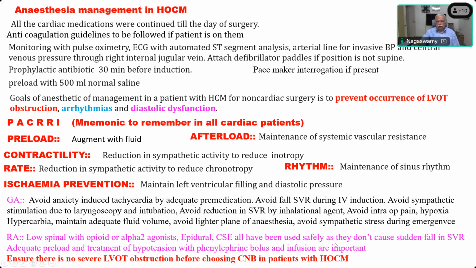And whatever central neuraxial blockade you do, try to avoid a sudden fall in SVR, give adequate preload, and treat hypotension with phenylephrine as the drug of choice, not ephedrine as you usually do. It can be given as a bolus as well as an infusion to maintain the blood pressure without causing a drop in SVR. Ensure there is no severe LVOT obstruction before using CNB in patients with HOCM. So preoperatively, you have to go through all the records and see the echo report and see how severe the LVOT obstruction is. If it has been described as a very severe obstruction, avoid central neuraxial blockade totally. So that is a precaution that you have to take.